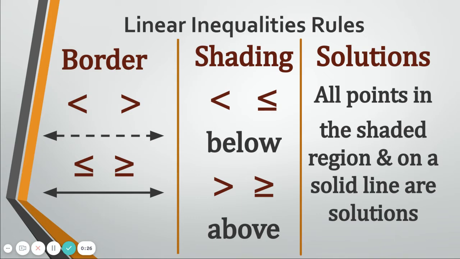For your shading, if you have less than or equal to, you would always shade below the graph. If you have greater than or equal to, you always shade above the graph. For solutions, it's all points in the shaded region and on a solid line. Any of those are solutions.